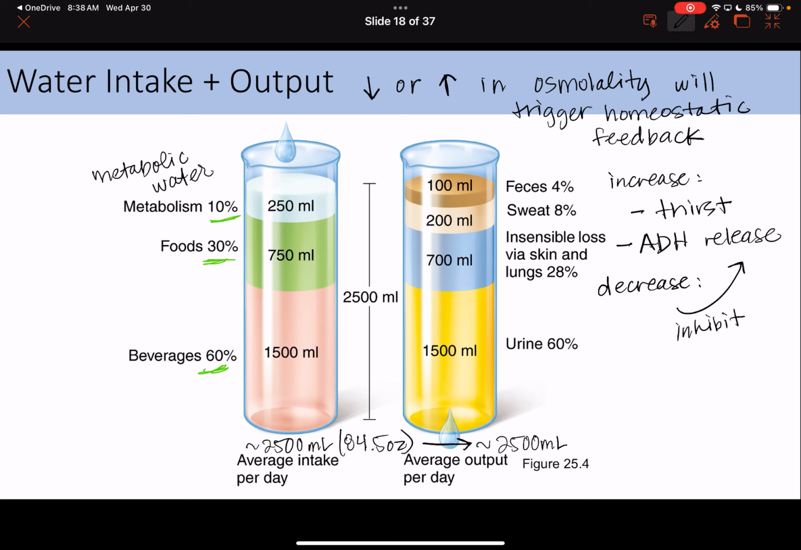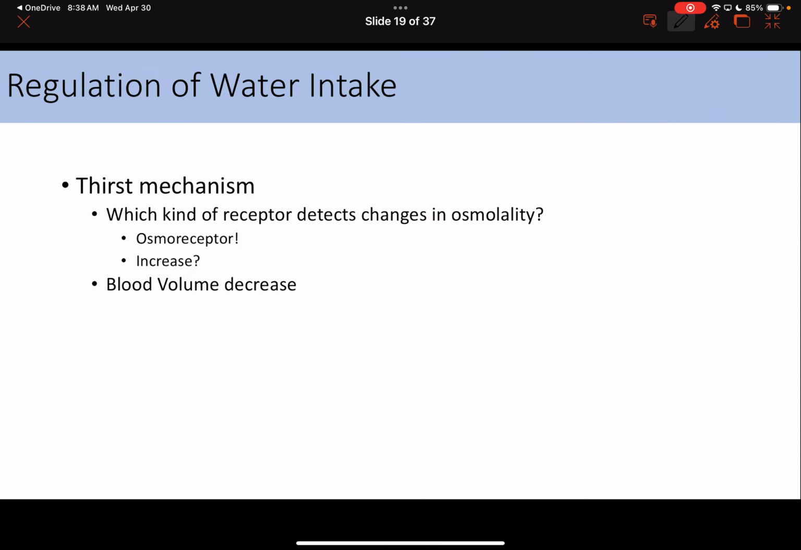All right, everyone okay here? All right. So your thirst mechanism. What kind of receptors detect change in osmolality? Those are osmoreceptors. How they detect osmolality is they're actually measuring plasma membrane stretch.